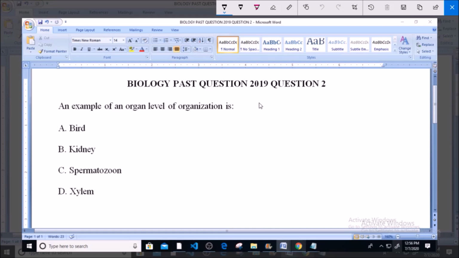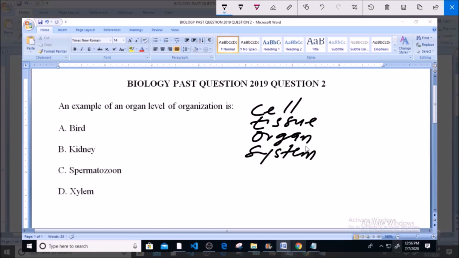Now, the levels of organization are, starting from the most basic and the simplest level of organization, the cell. After the cell, we have tissue. A group of cells make up the tissue. After the tissue, we have the organ. A group of tissues make up an organ. Then we have the system. Now, the system also comprises so many organs.